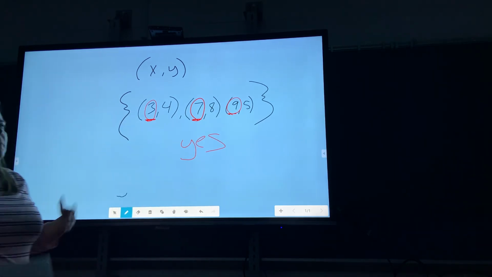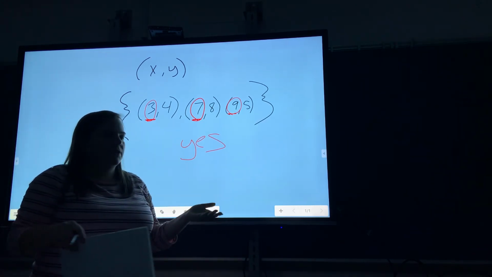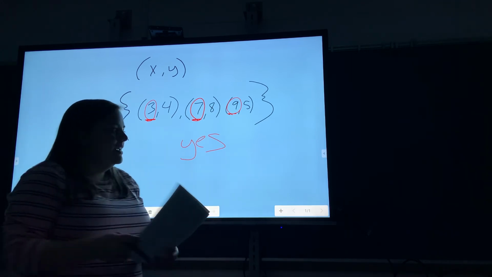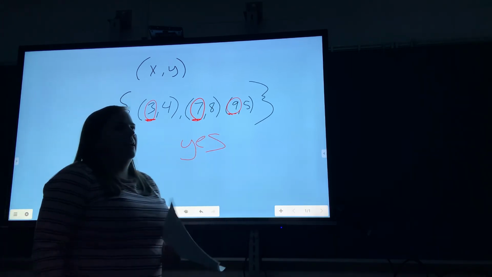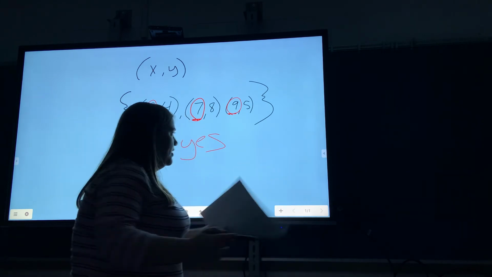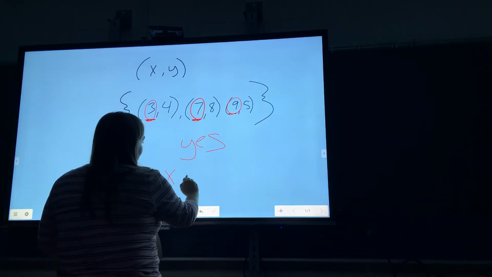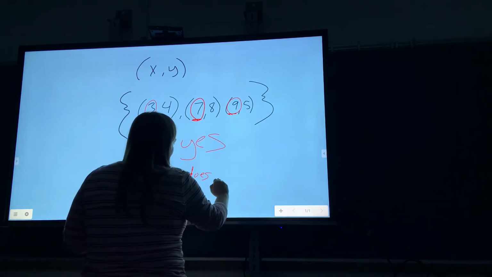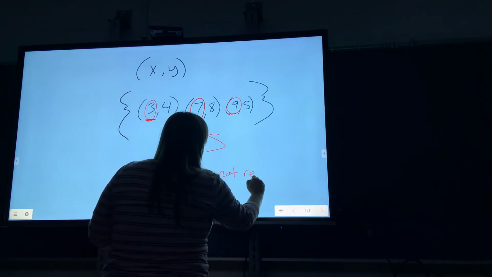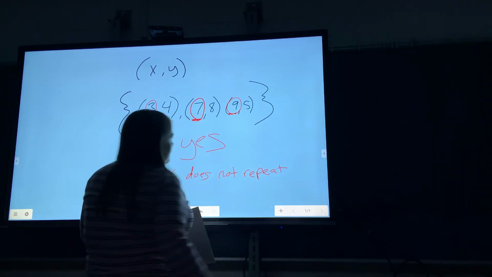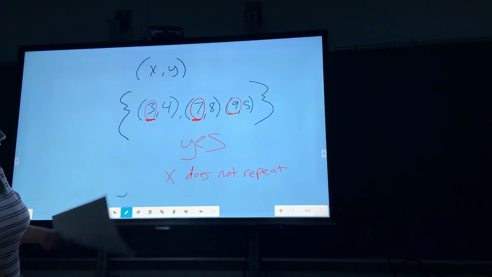And sometimes you might see on a test or a quiz, it might say, is this a function? So you'd write yes, and it might say y. You would put because x does not repeat. So that would be for that.